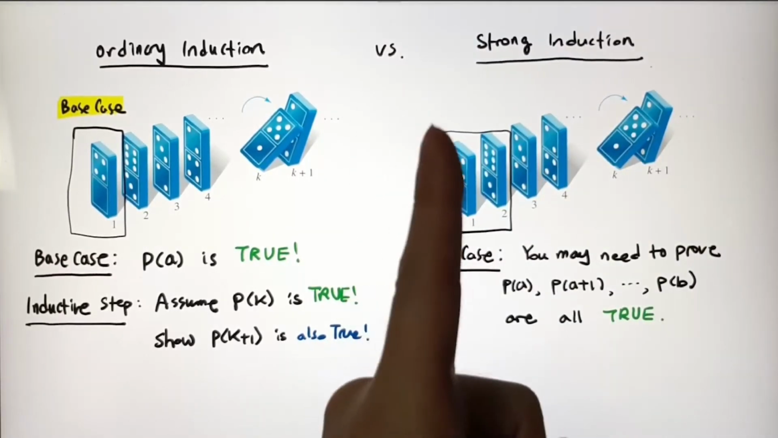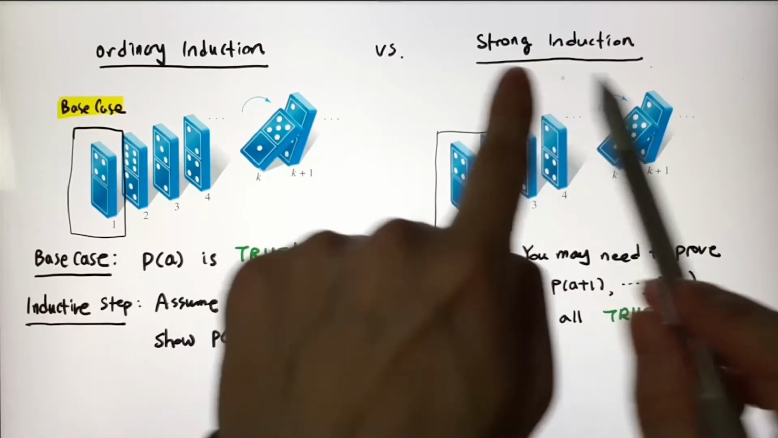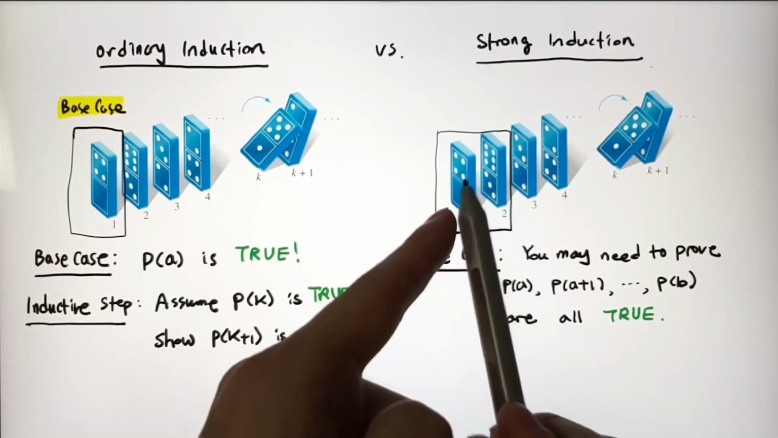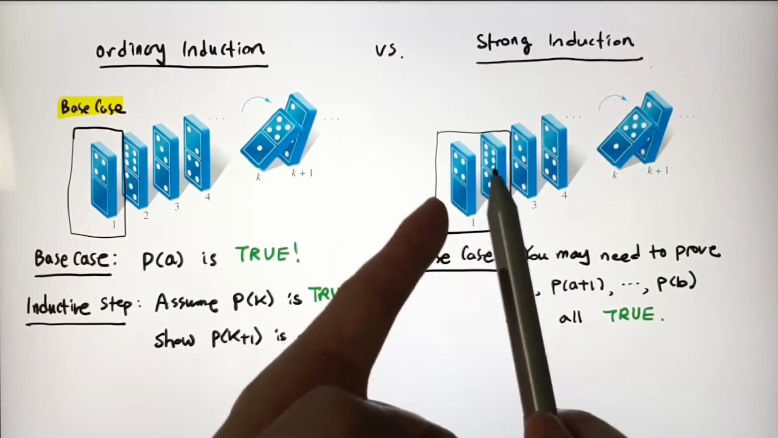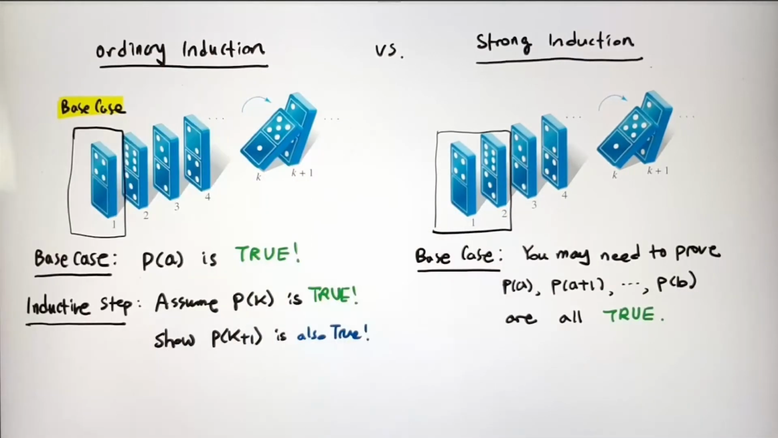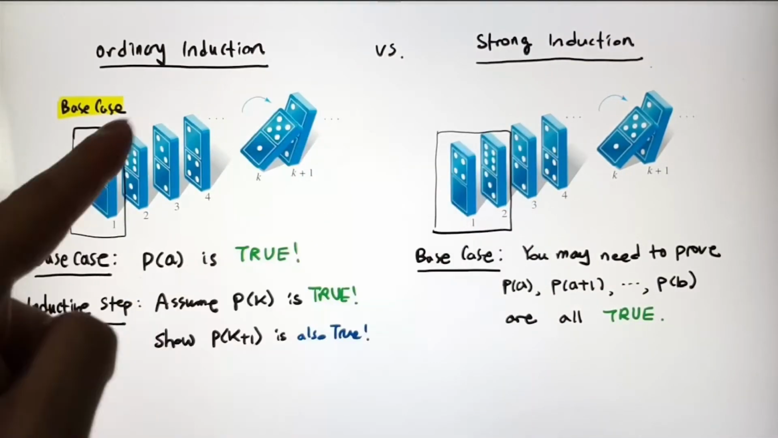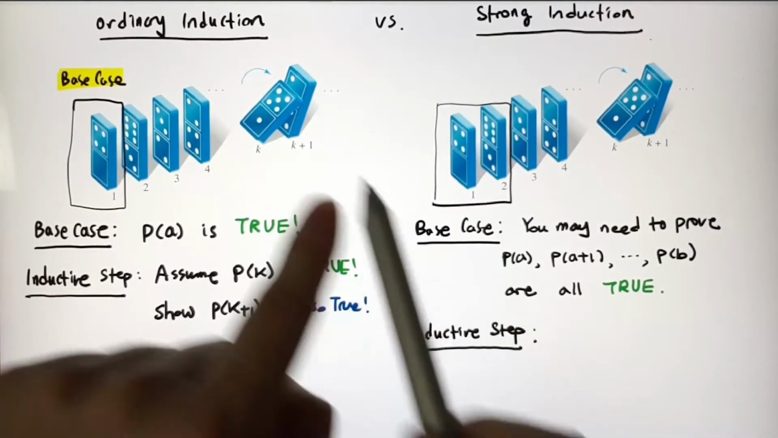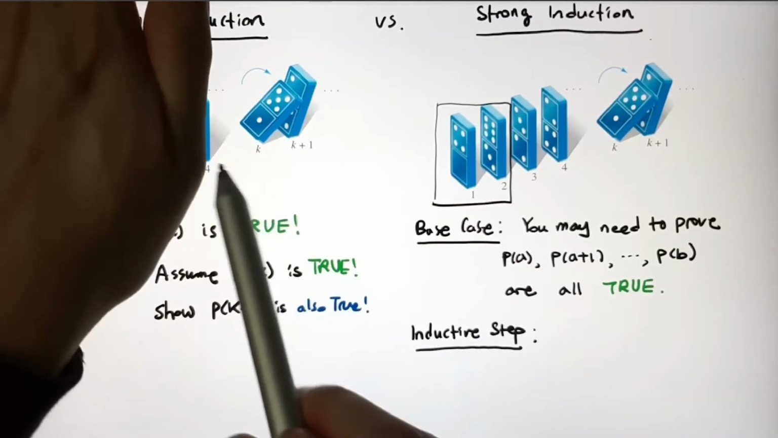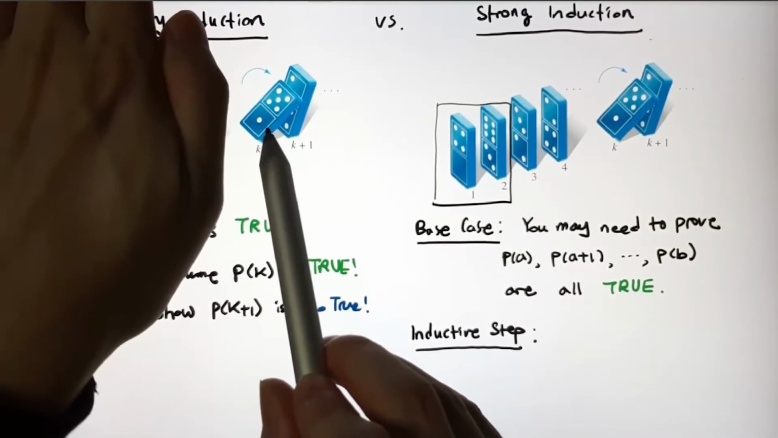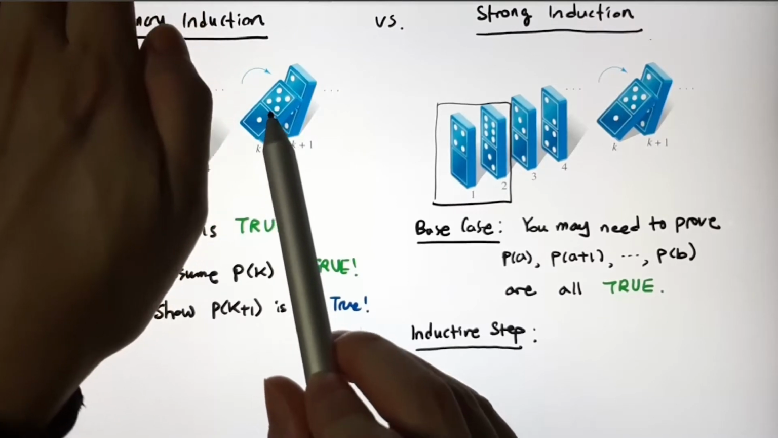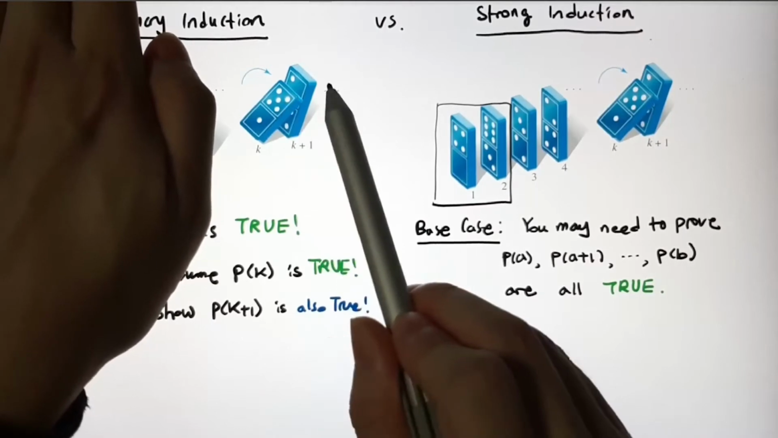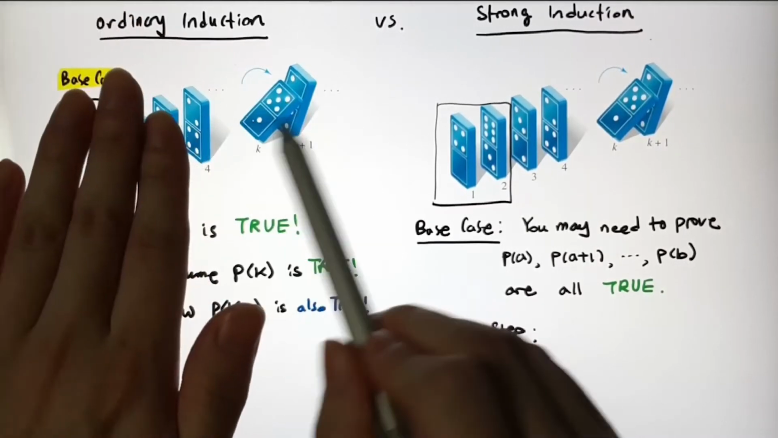So one of the clear differences between the ordinary induction base case and the strong induction base case is that you may need to prove the truth of the first few dominoes, P of A plus 1 up to P of B. And the second difference between strong induction and ordinary induction is the inductive step. In the case of ordinary induction, we know that the kth domino is knocked down. We were able to show that this kth domino has enough power to knock down the next domino. That was about ordinary induction, do you understand?